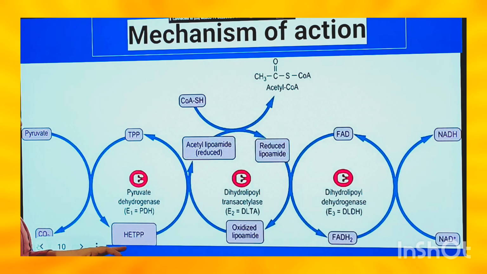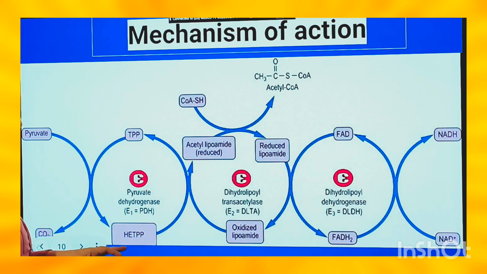Now this reduced lipoamide will be reoxidized by the FAD-linked dihydrolipoyl dehydrogenase, and this FADH2 will be oxidized back with the help of NAD positive, and NADH is formed, which will enter the ETC chain, present on the inner mitochondrial membrane, and it will help in the production of 2.5 ATP.